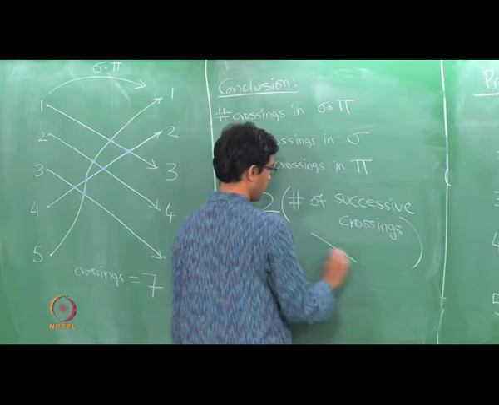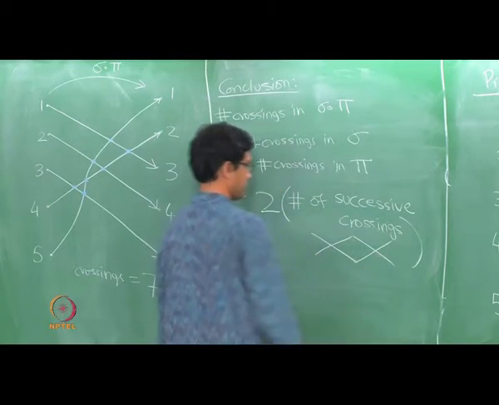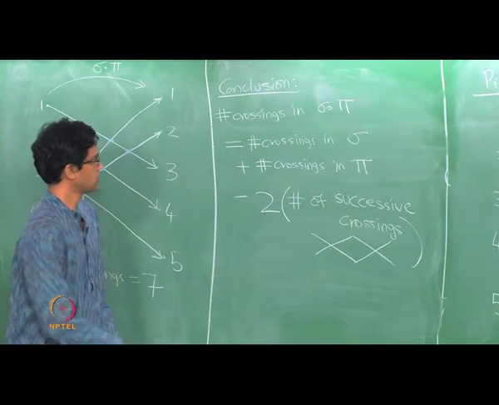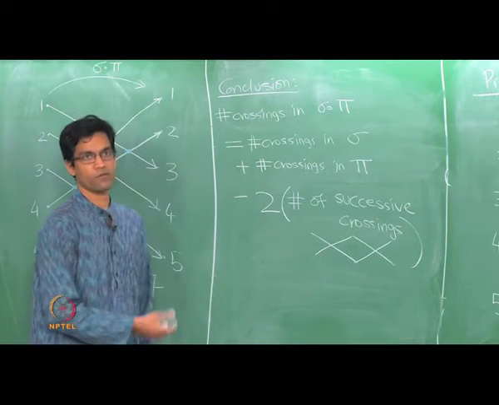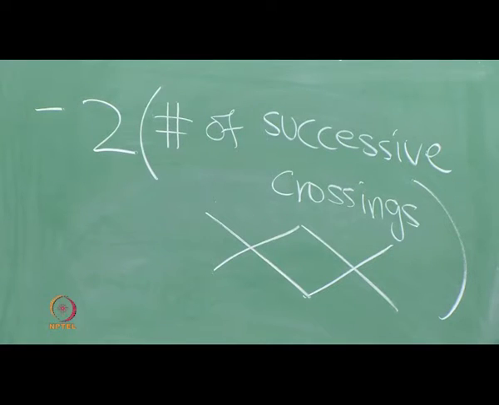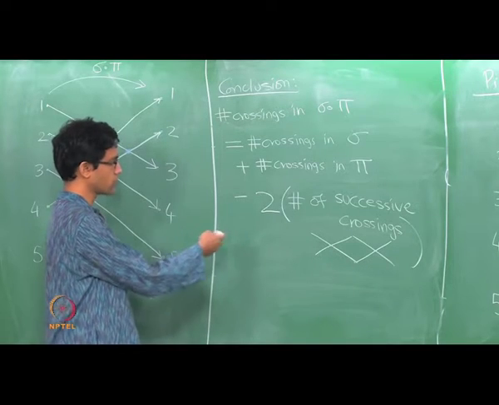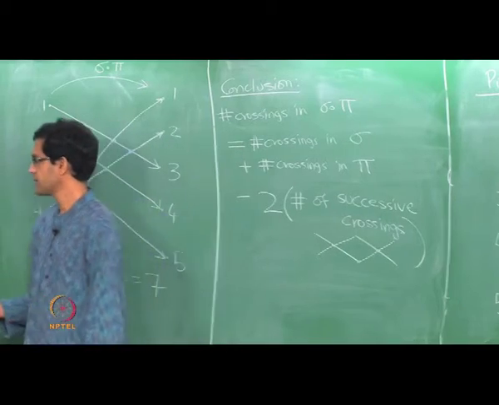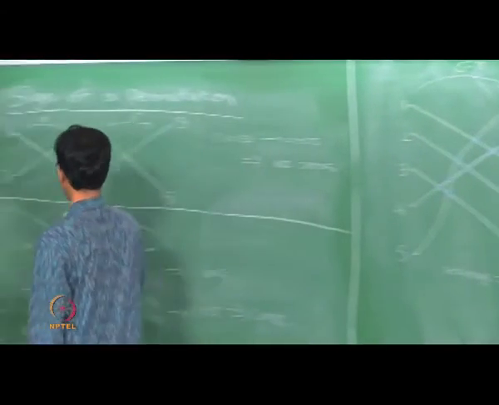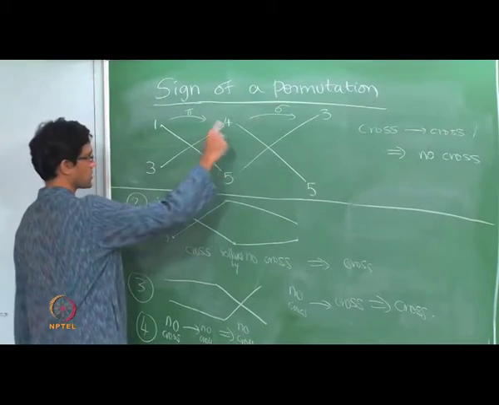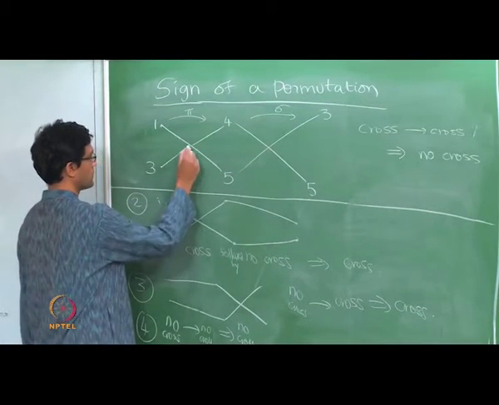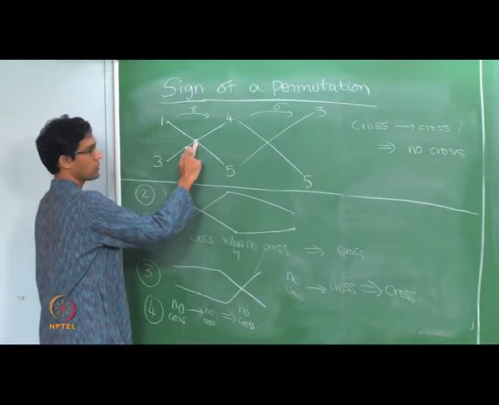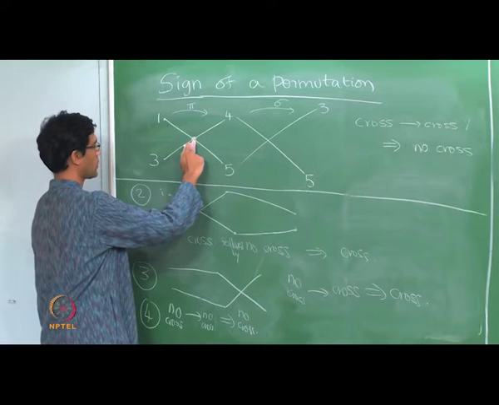By successive crossing we mean a picture of this kind. So this is a way of counting the total number of crossings in sigma composition pi, and as you can see the proof is more or less what we have already said, that there are these cases. Observe, if this were the configuration, if there is a successive crossing, then the crossing here would be a crossing for pi, so that would contribute 1 for a crossing of pi.